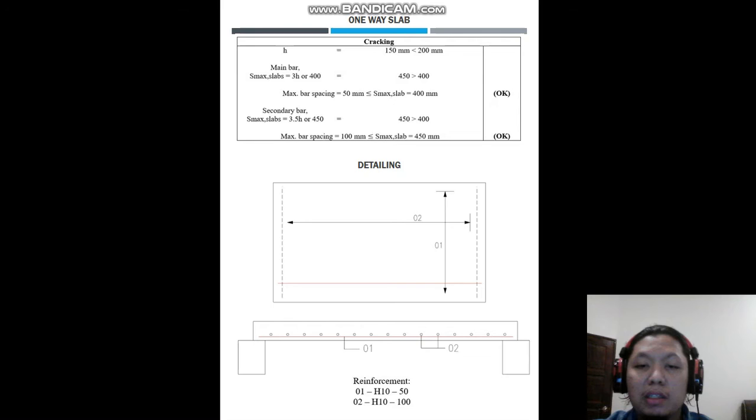And the last one is the detailing. So this is the slab detail from the top and from the elevation. And 01 is the reinforcement for H10 at 50, which is the main bar, and 02 is for the secondary bar, which is H10 at 100.